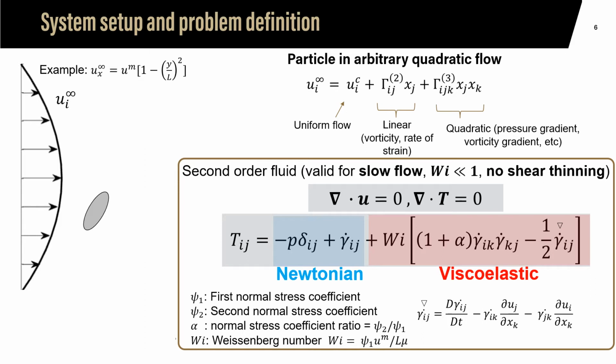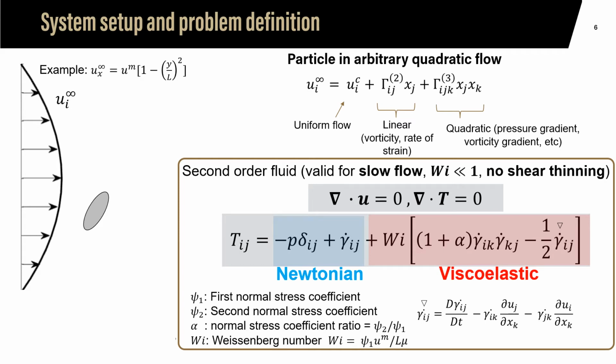The psi1 and psi2, which are the first and second normal stress coefficients, monitor the normal stress differences in the flow and shear direction for psi1 and the shear vorticity direction for psi2. And alpha is the ratio of psi2 to psi1, which tells us the relative intensity of psi1 and psi2. And here we use the Weissenberg number to characterize the overall viscoelasticity intensity, which is defined based on psi1.